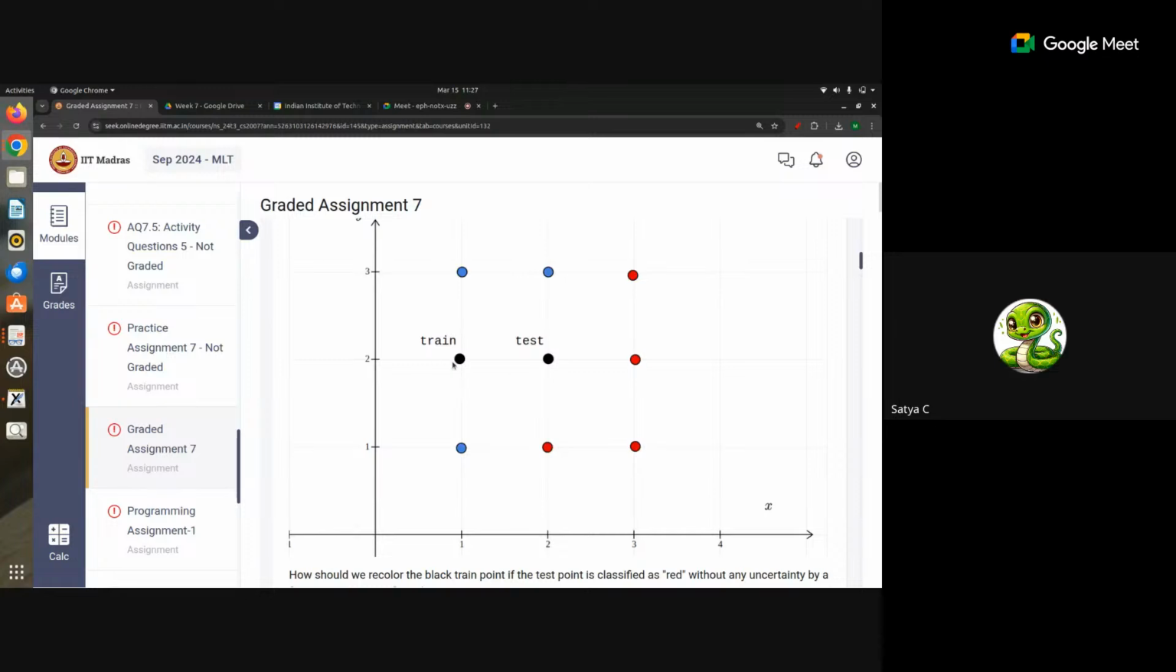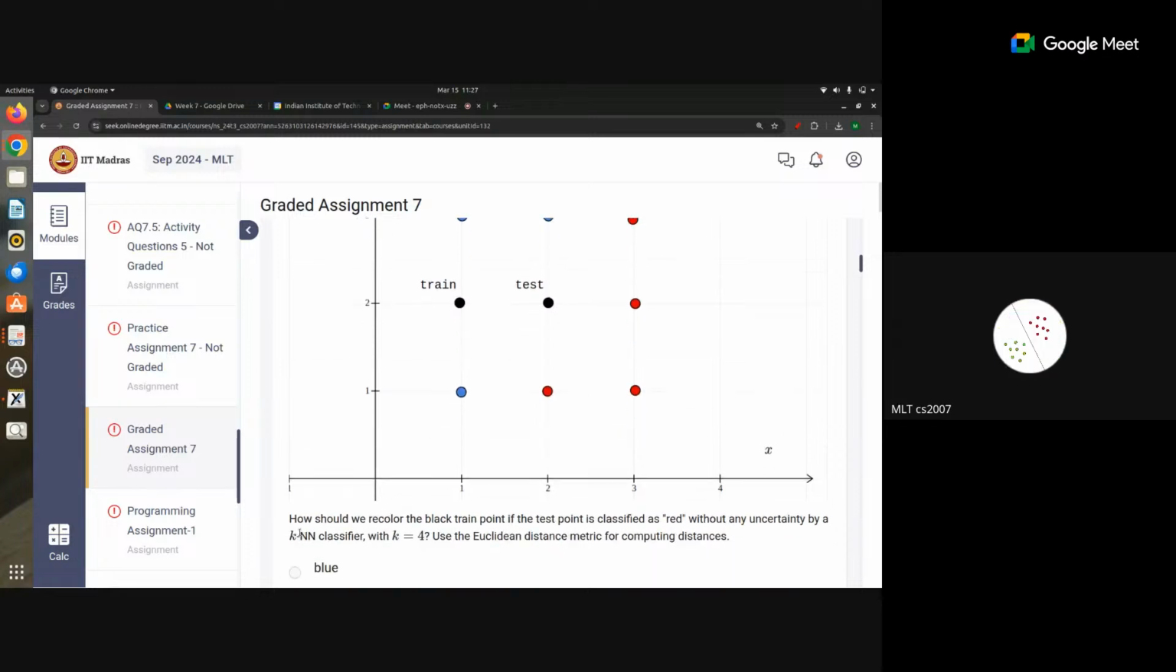That is the train point, yeah, here. But if you see the question, what is the question? How should we recolor? Without finding the color of that point, how can we decide the test? I understand, but it is given in the question that the test point is classified as red with k equals to 4. So I know this is the red class, using k equals to 4.